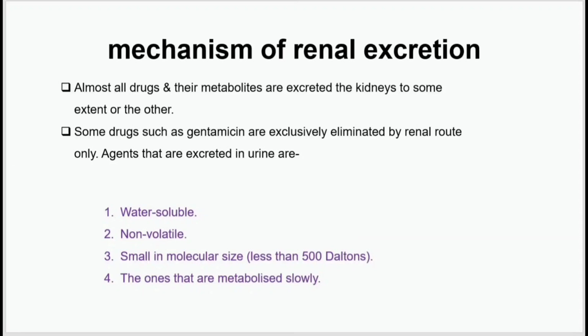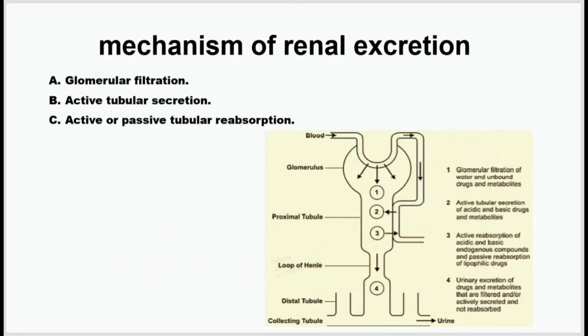Mechanism of renal excretion. Almost all drugs and their metabolites are excreted by the kidney to some extent or the other. Some drugs such as gentamicin are exclusively eliminated by the renal route only. Agents that are excreted in urine are water-soluble, non-volatile, small in molecular size, less than 500 Dalton, and the ones that are metabolized slowly. The mechanism of renal excretion involves: A. Glomerular filtration. B. Active tubular secretion. C. Active or passive tubular reabsorption.